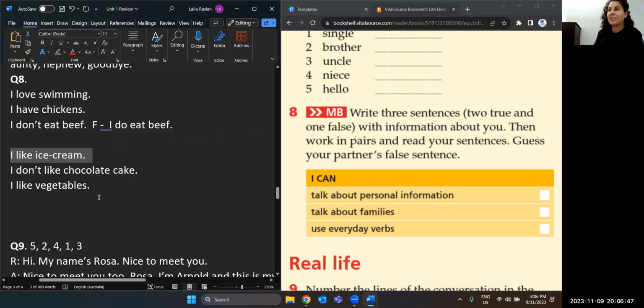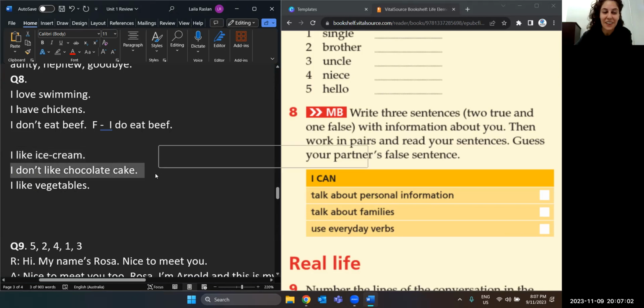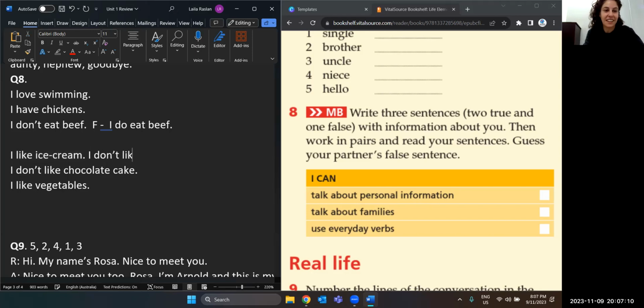Is that the fake one? I like ice cream. Oh, you don't like ice cream? What? Why? There you go, that's a good one. I was going to pick this one. But you don't. So this is false. So her true sentence is I don't like ice cream.